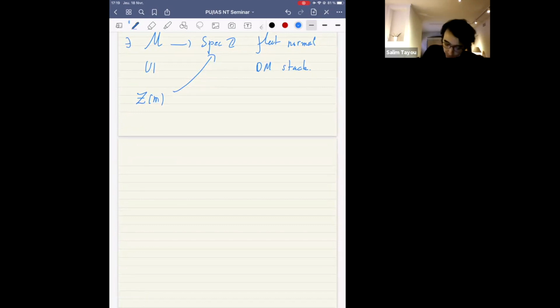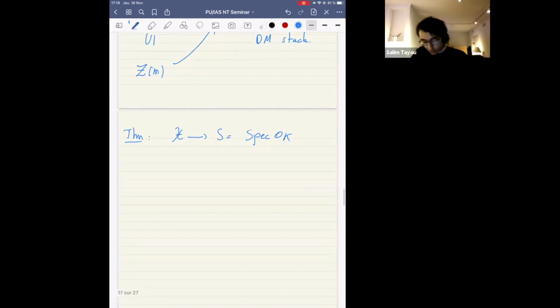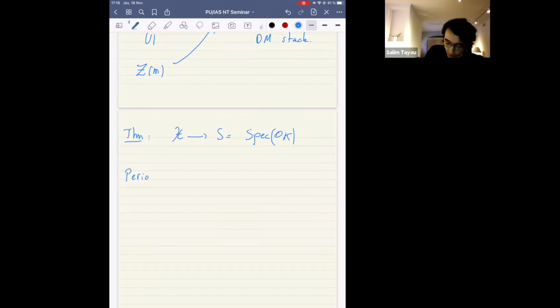And so our theorem, just to recall, we start with a family of K3 surfaces over S, which is Spec O_K. So here again, we have a period map, which goes from S to this model, which is due to the work of Rizov and Madapusi Pera.